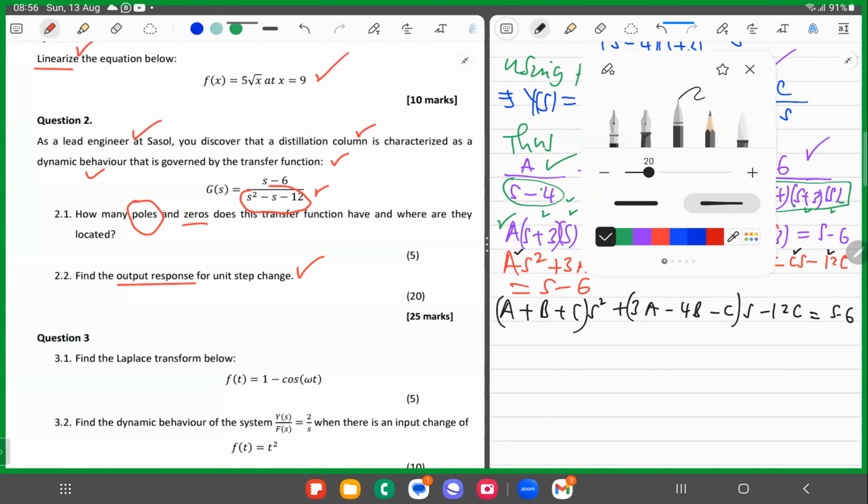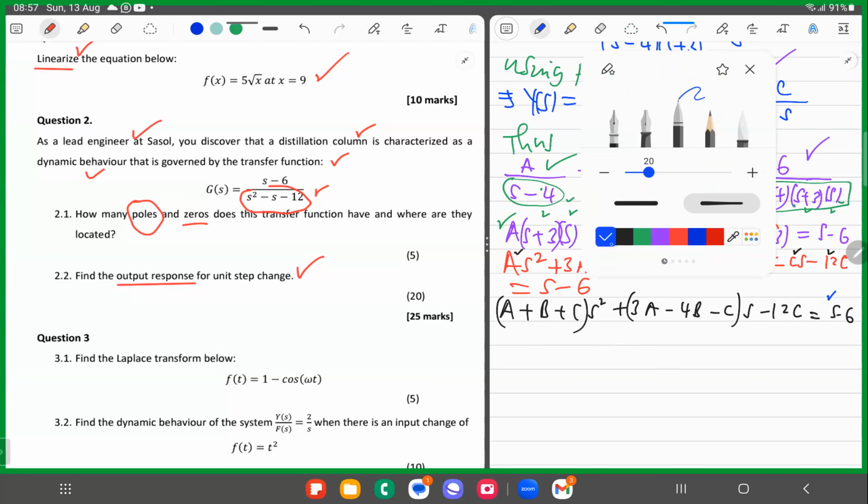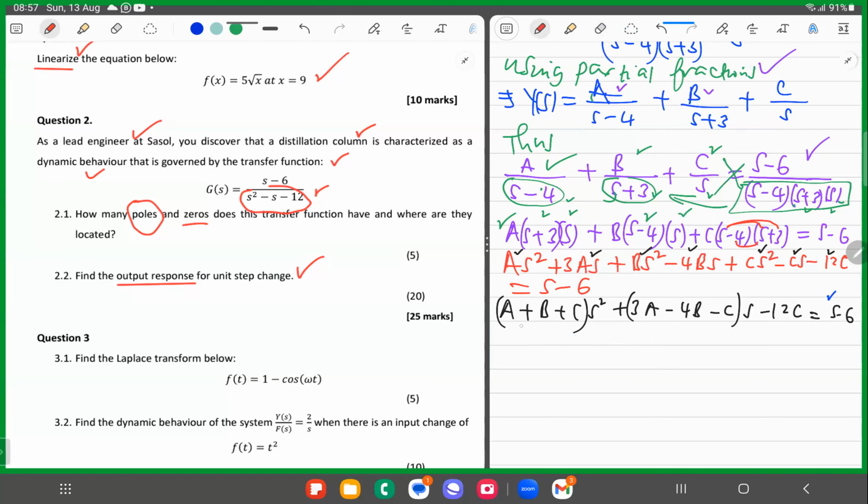Okay, right, so let's continue with this here. The implication then is that you will have, for example, A plus B plus C is equal to 0, because there's no quadratic. We compare, so we say comparing coefficients. Okay, so what we'll be saying, where are these things coming from? We'll be saying comparing coefficients.